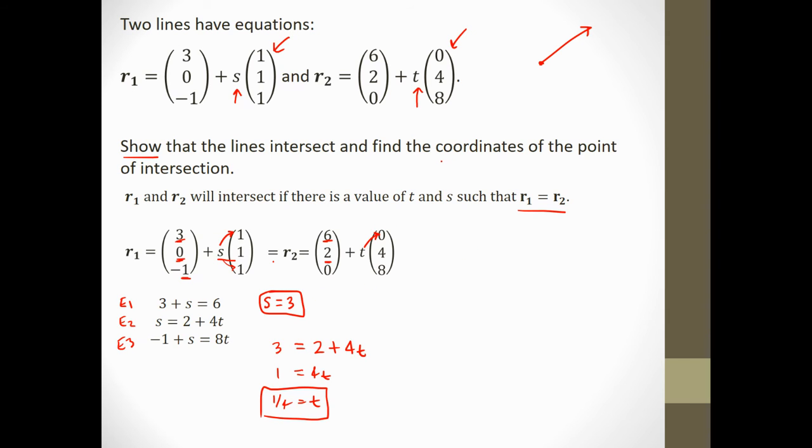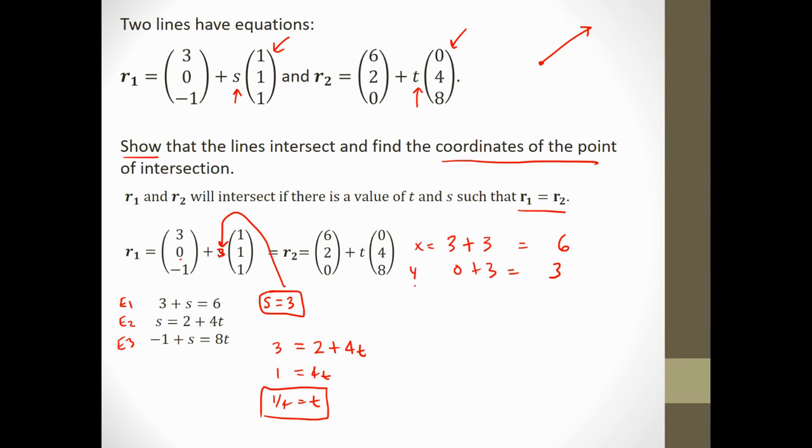To find the coordinates of the point, all you have to do is go back and plug your s or t values back into the equations. So if I plug in s equals 3 into this equation, what point do I get? I get 3 plus, and I'm plugging in 3 here, 3 times 1. So that's 6 for my x coordinate. Then I do 0 plus 3 times 1 is 3.